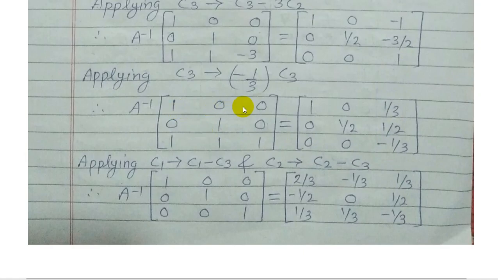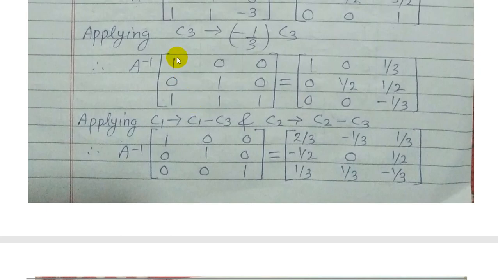Now it is 1, 0, 0 and 0, 1, 0. Two rows are adjusted. Now in third row we want 0, 0, 1. That is applying C1 changes to C1 minus C3 and C2 changes to C2 minus C3. So applying this we get C1 minus C3. So 1 minus 0 becomes 1, 0 minus 0 becomes 0, 1 minus 1 becomes 0. 0 minus 0, 0, 1 minus 0, 1, 1 minus 1, 0. C3 remains unchanged, 0, 0, 1, 0, 0, 1 as it is.